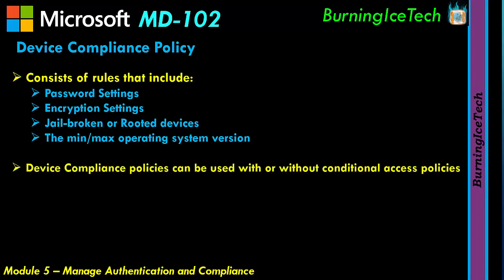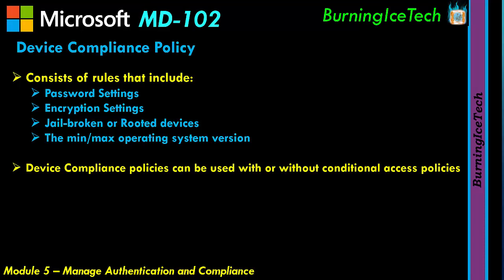So device compliancy policies can be used with or without conditional access policies. You don't have to put conditional access policies in place. You can, where you grant them access to certain resources if they meet certain conditions. So you can do that as an extra, or you can skip it.